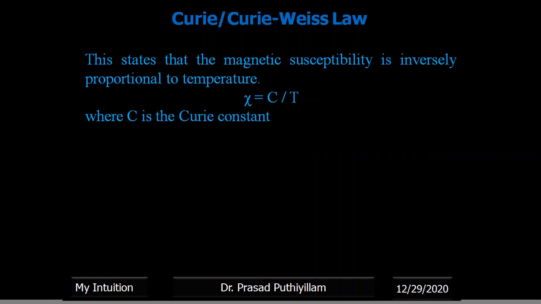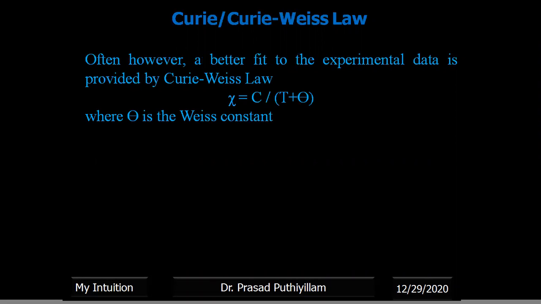This state, in which the magnetic susceptibility is inversely proportional to temperature, is known as Curie's law, or chi is equal to C by T, where C is the Curie constant. But often, some of the experimental data does not fit the Curie law. Therefore, a new law was introduced, the Curie-Weiss law, which says that chi is equal to C divided by T plus theta, where theta is the Weiss constant.